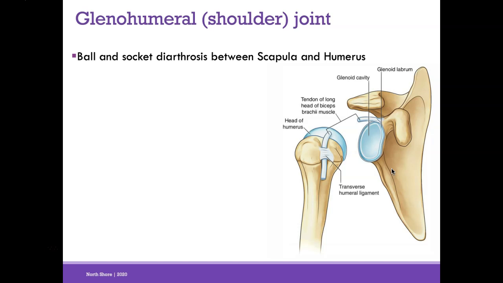So now let's talk about the next joint called the glenohumeral joint, aka the shoulder. And this is a ball and socket diarthrosis between the scapula, this is the scapula, and the humerus. And this helps move our upper limbs by flexion and extension. So you can bring your whole upper arm in front of you, or you could bring it back.